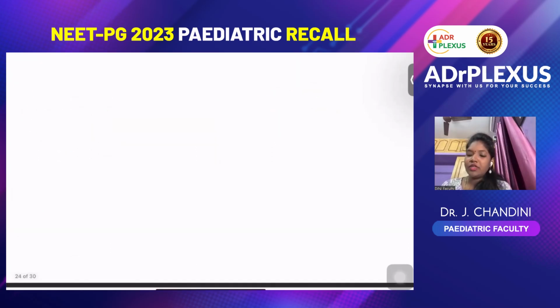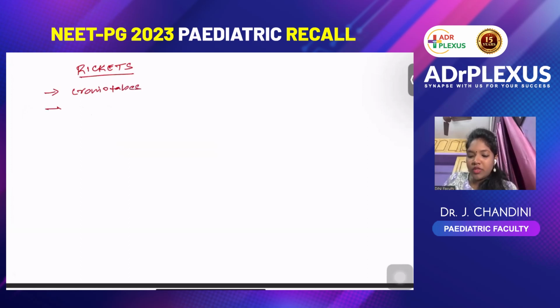Okay. So what are the other features of rickets? From head to foot, what all do you see? You will see something called as craniotabes. What is craniotabes? Softening of your skull bones. That is called as craniotabes. Then you will have open anterior fontanelle. Then delayed dentition.